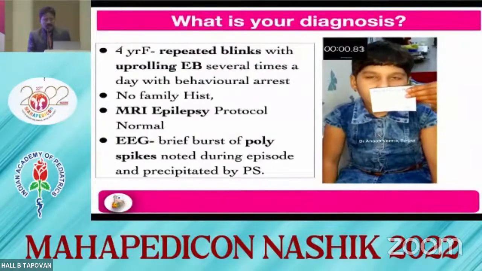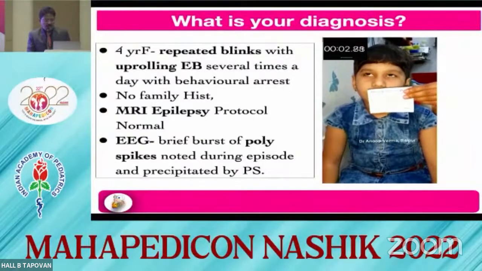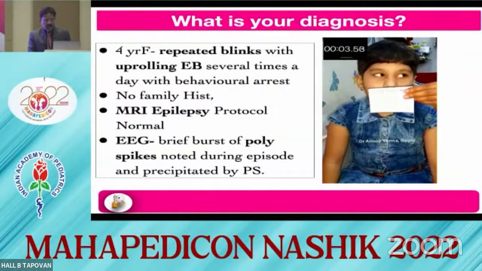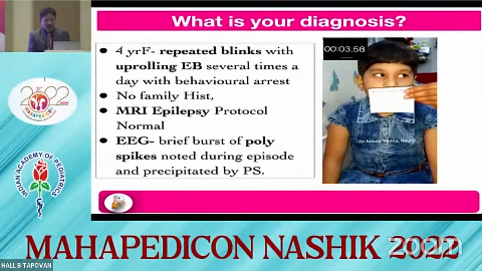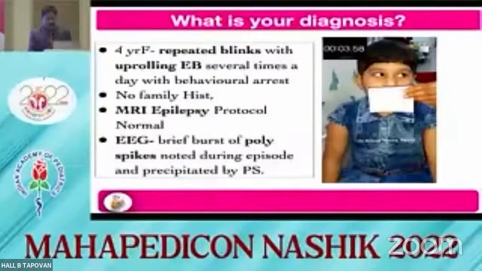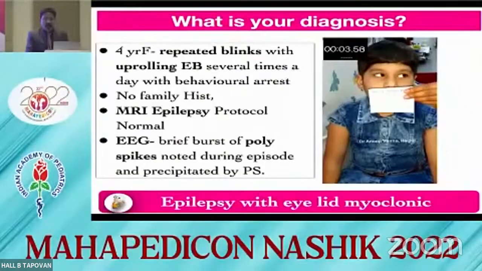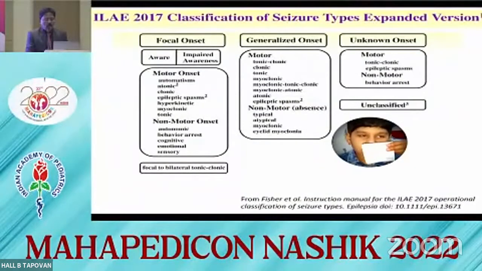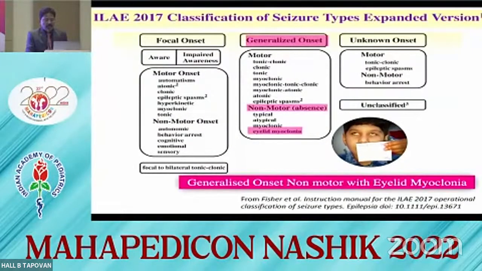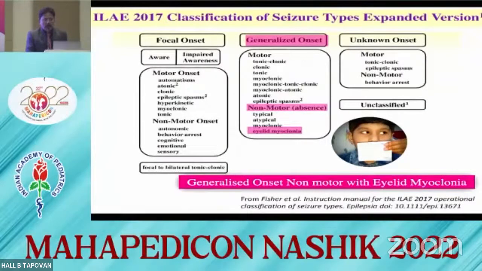Another patient has repeated blinks, uprolling of the eyes, as you are seeing here, and no family history. MRI epilepsy protocol is normal. EEG reveals a burst of polyspikes, definitely myoclonic in nature. This is epilepsy with eyelid myoclonia, what we call Jeavons syndrome. If you classify this, it is generalized onset, non-motor, eyelid myoclonia.